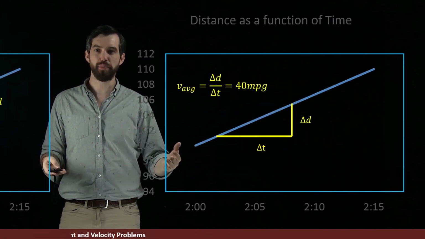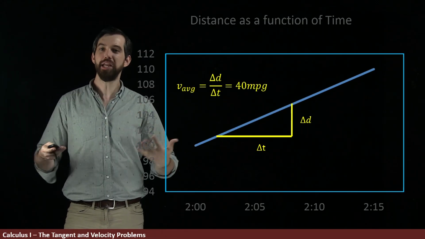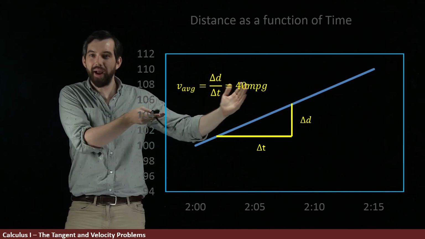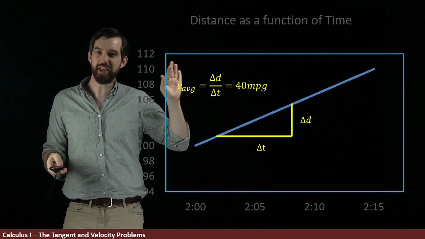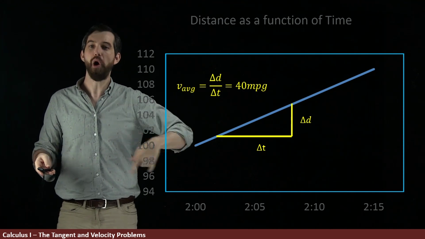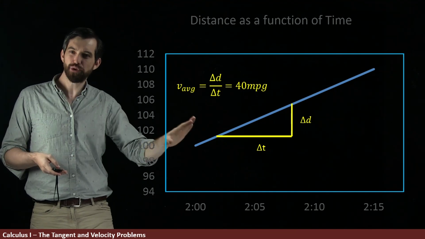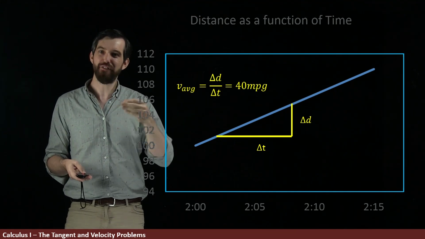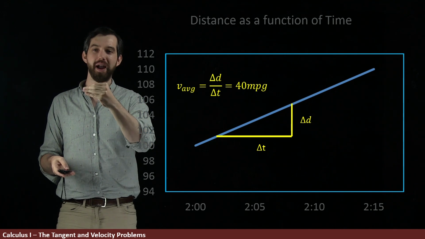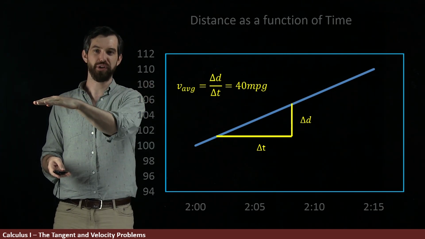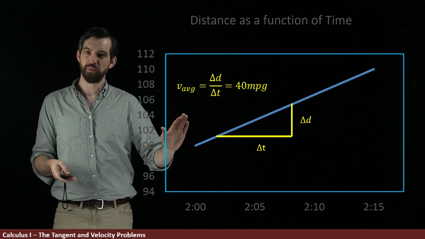Or I could choose some other points like these ones down here. It's the same story. It doesn't matter how big of an interval I choose. It doesn't matter where I started and where I finished. With this straight line, we're always going to get an average velocity of 40 miles per hour. So this graph represents if I'm driving along at exactly 40 miles per hour, I'm not accelerating, I'm not decelerating, I'm just going along at this constant velocity. That's what this graph would look like.